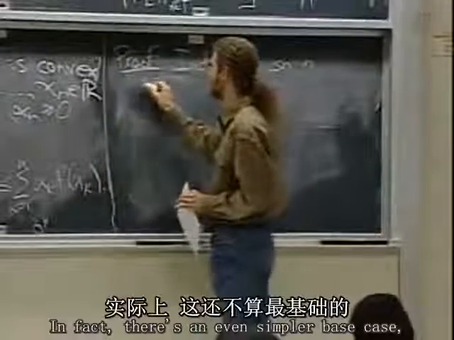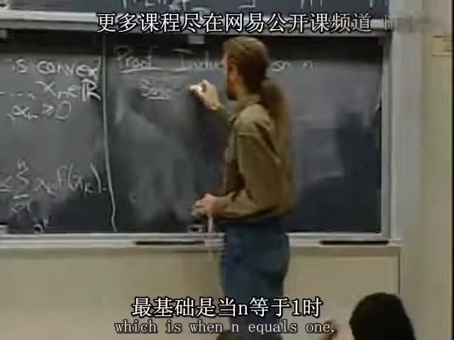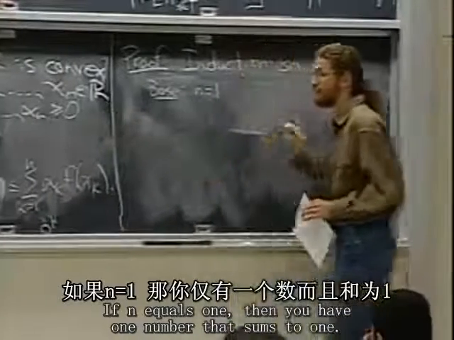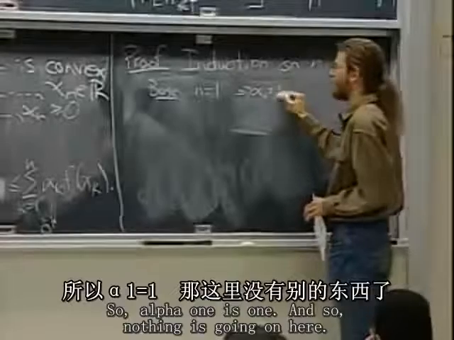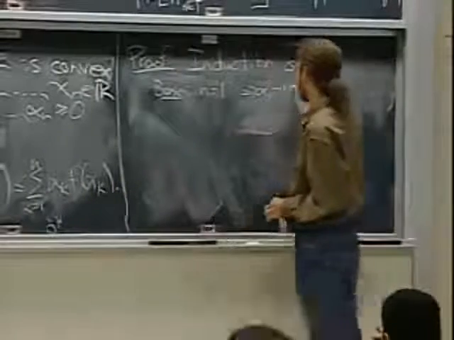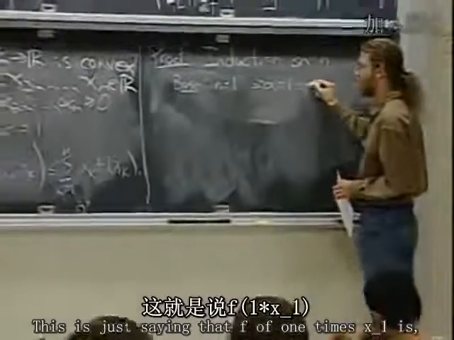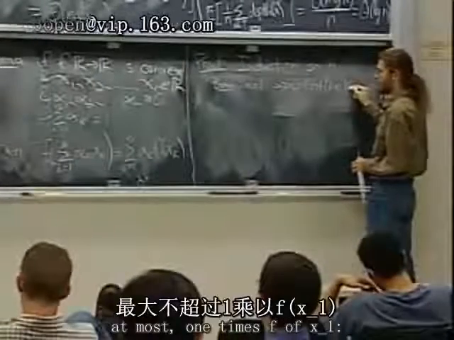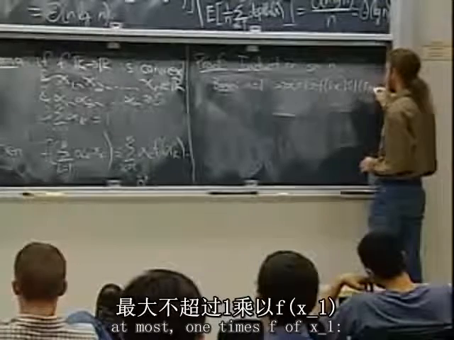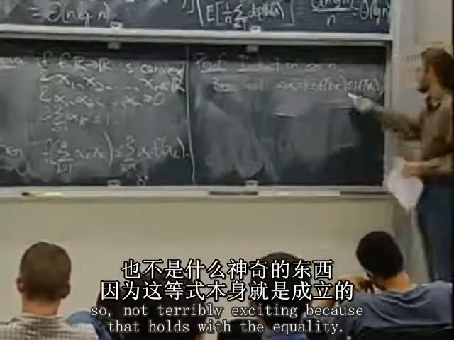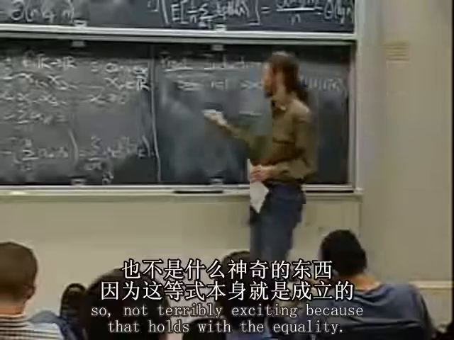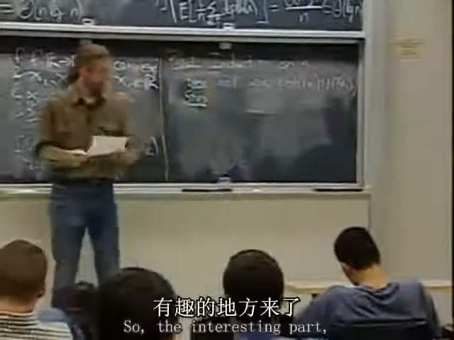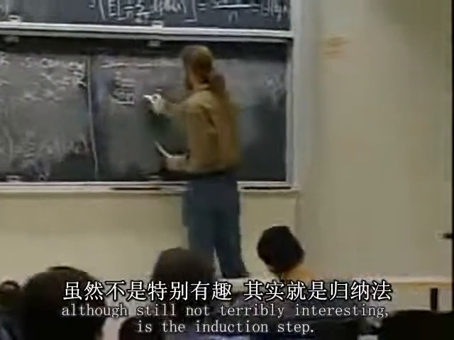In fact, there's an even simpler base case, which is when n equals 1. If n equals 1, then you have one number that sums to 1. So alpha 1 is 1. And so nothing's going on here. This is just saying that f of 1 times x1 is at most 1 times f of x1. So not terribly exciting, because that holds with equality. Okay, so we don't even need the n equals 2 base case. So the interesting part, although still not terribly interesting, is the induction step.